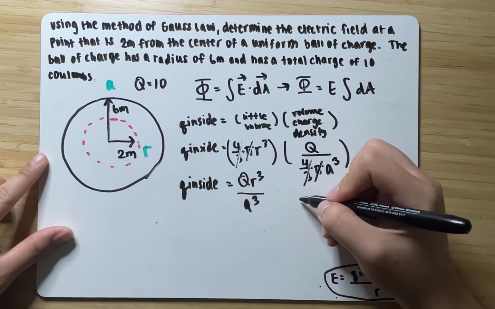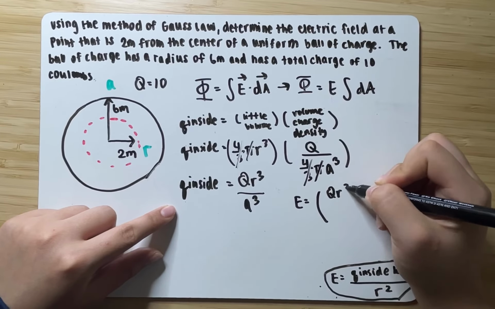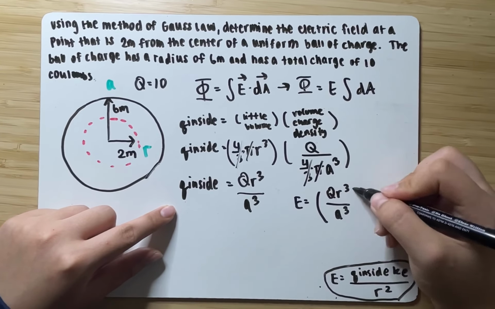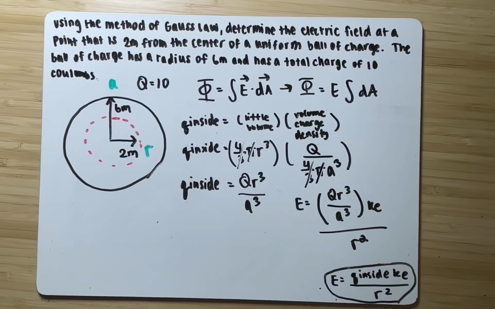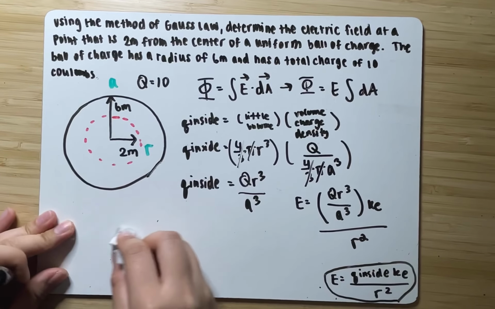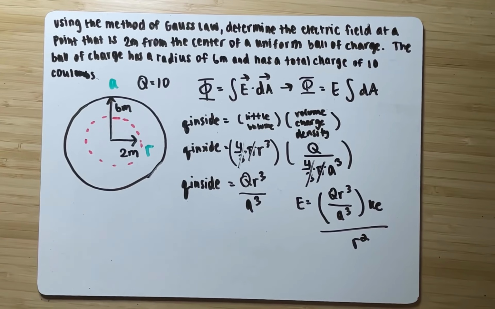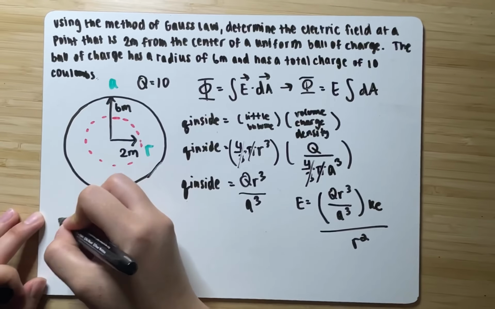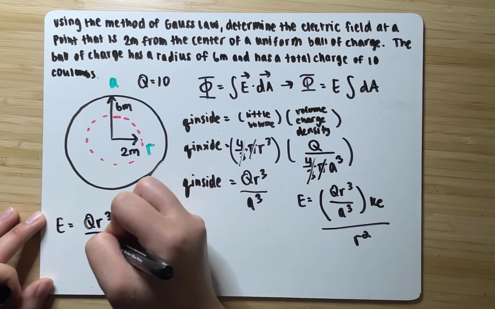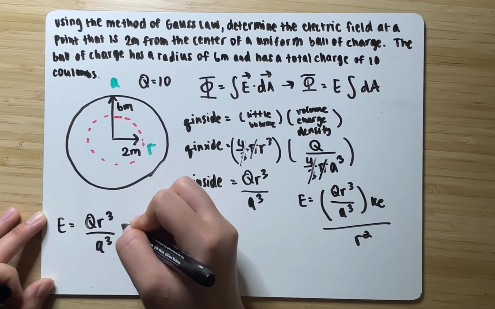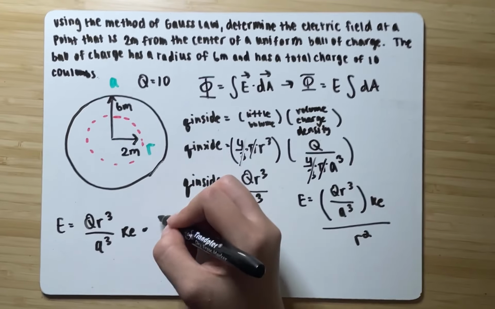So let's do it. E is going to be equal to Q r cubed over a cubed Ke, all that divided by r squared. Okay, dividing a fraction is the same thing as multiplying the reciprocal. So we can rewrite this to be equal to Q r cubed over a cubed Ke multiplied by the reciprocal of this. Reciprocal of r squared is 1 over r squared.